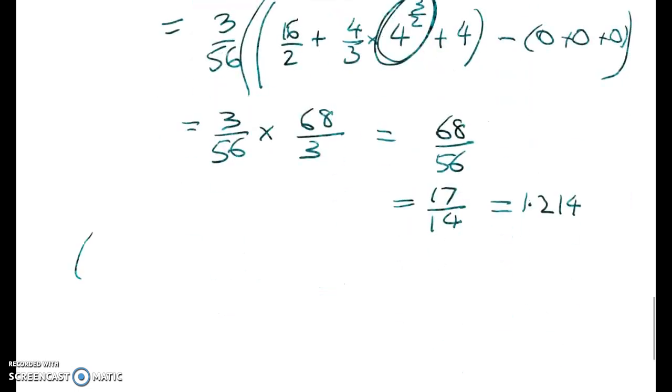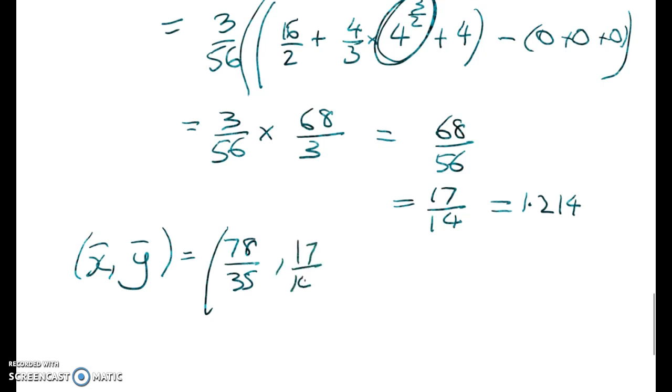So at the end, we want to write our answer nicely like this. x bar, y bar is equal to either of these things. Okay, there you go. So that question is one where it's just so clear what you've got to do.